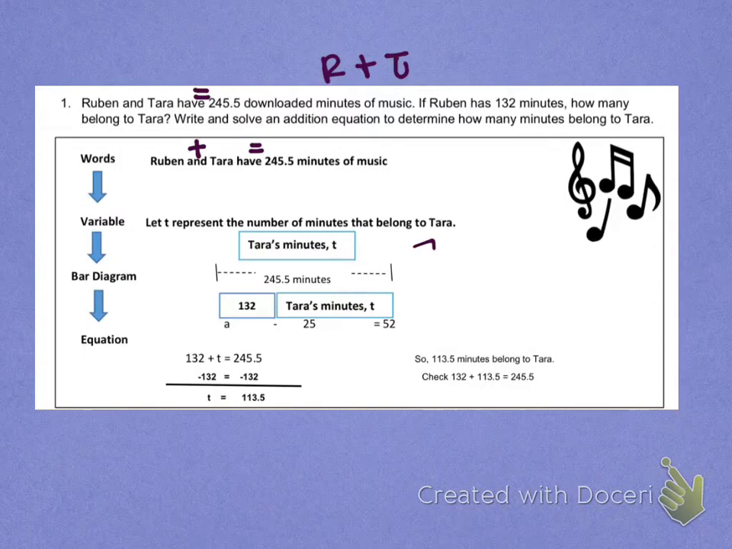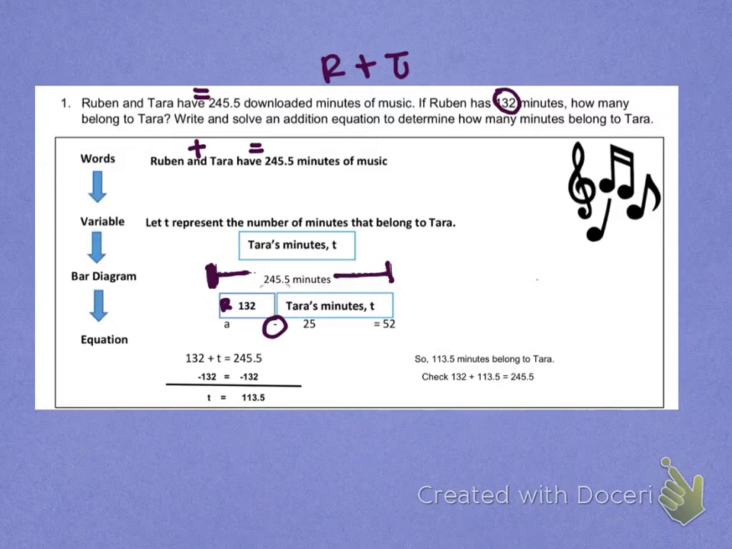And so then we have to determine the variable. For the variable, we pick T to represent Tara's minutes specifically, because we know Ruben's minutes are 132. Let me do that where you can actually still see the minutes. So if I have an equation here, a bar diagram tells me that the whole thing is 245.5. We know Ruben's right here, but we also need to know Tara's minutes. The reason you see a subtraction sign here is because we have this total and we have to take Ruben's away from it.